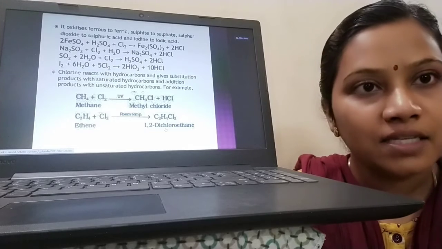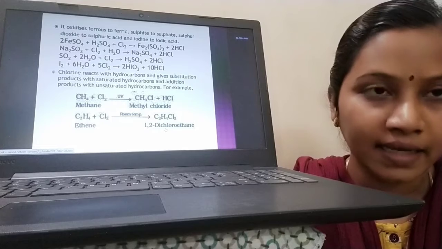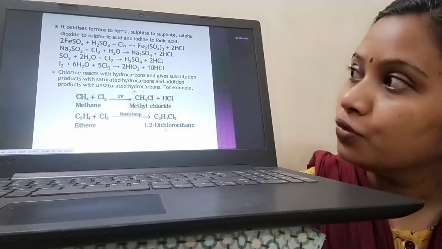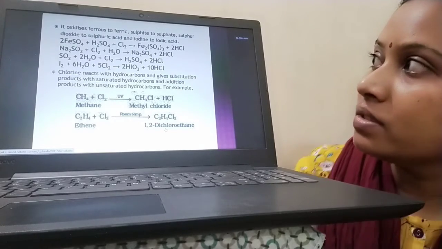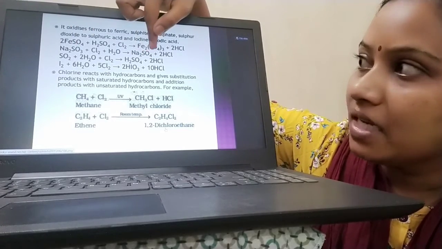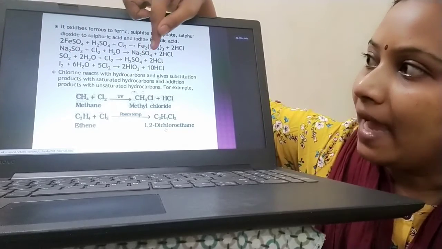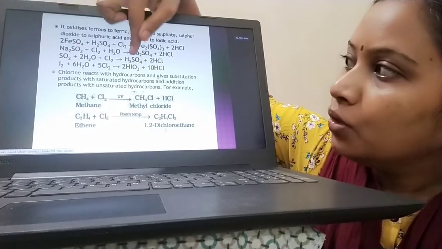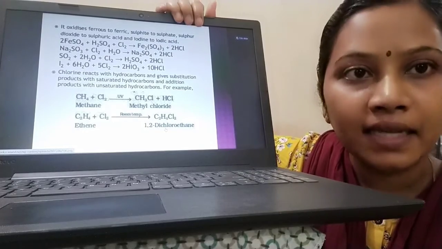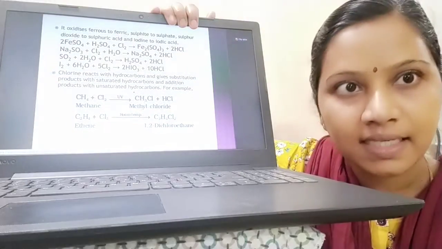Now it is a strong oxidizing agent, as we all know. So it is able to oxidize iron from ferrous to ferric. Then it can oxidize sulfite SO3 to sulfate SO4. Then SO2 to sulfuric acid. Then iodine to iodic acid. This is the reaction of chlorine, which is a strong oxidizing agent.